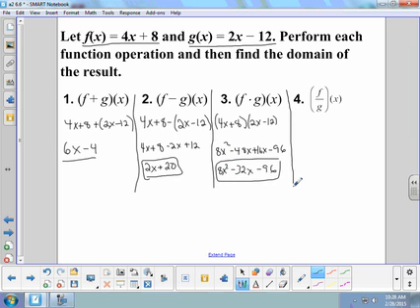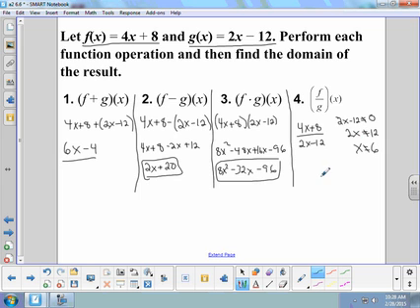And our last one, that would be (4x + 8) all over (2x - 12). I'm already thinking I'm going to have to give my domain on this one because it's not going to be all real numbers. 2x - 12, my denominator, cannot equal 0. Looks like x is not going to be able to equal 6.